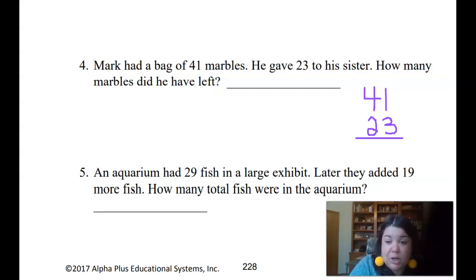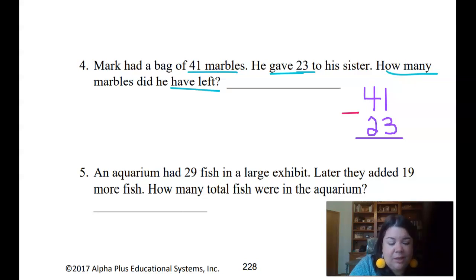Okay, let's read this again. Mark had a bag of 41 marbles. Let me change the color. 41 marbles. He gave 23. That's an important word. Gave 23 to his sister. How many marbles did he have left? How many have left? So is that addition or subtraction? Hope you did subtraction.